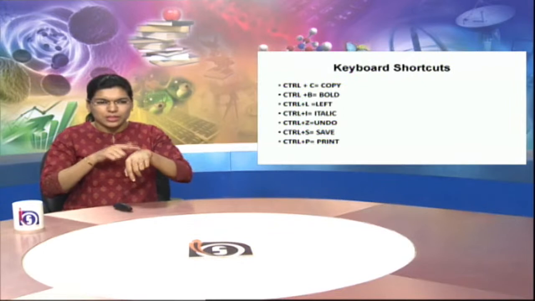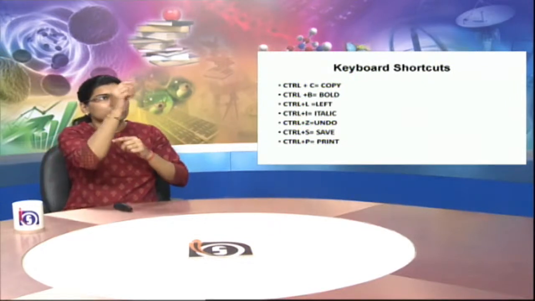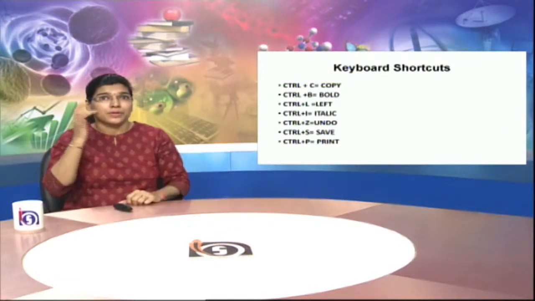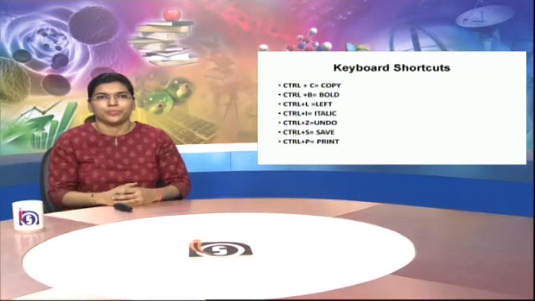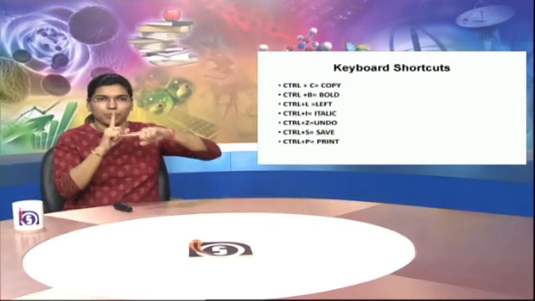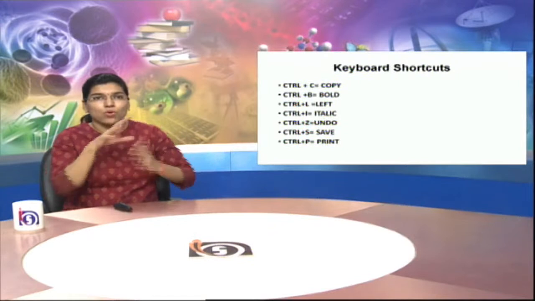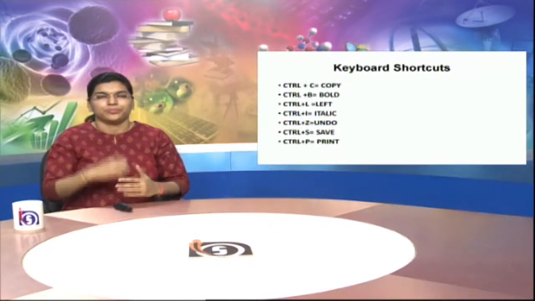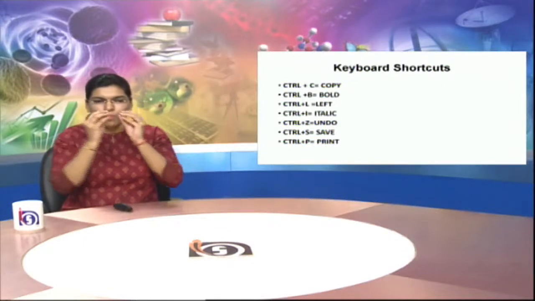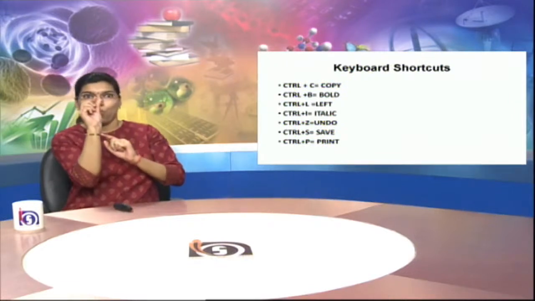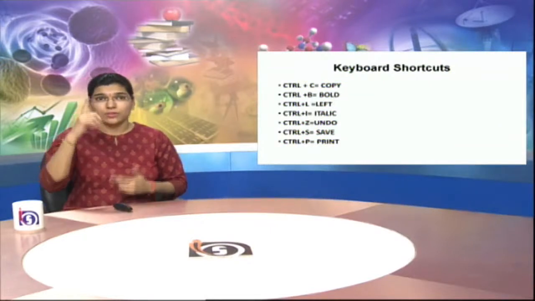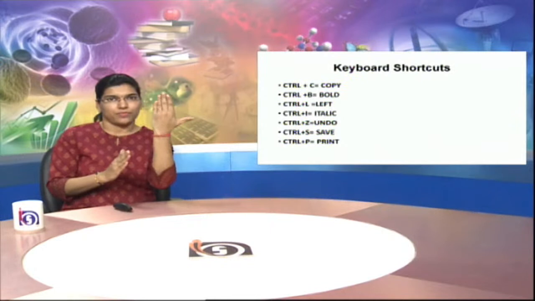Let us now understand the keyboard shortcuts. When we click on the options, then there are some drop down list, and also that can be done in a shortcut keys. Like the first one is, there is one key, Control CTRL, and Control plus C makes the content copied. And when you have to make it bold, then you can press Control plus B.